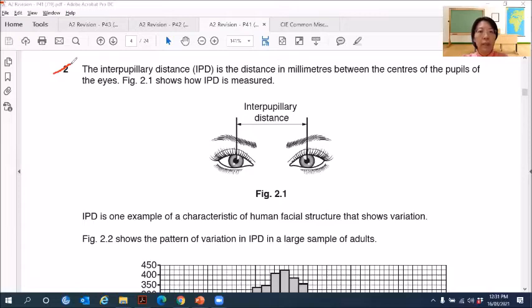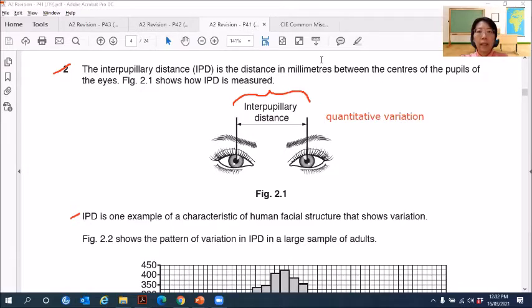So the interpupillary distance, IPD, is a distance in millimeters between the centers of the pupils of the eyes. The figure shows how IPD is being measured here, okay? This is how IPD is being measured, the distance between the two pupils. IPD is one example of a characteristic of human facial structure that shows variation. You know that this variation can be measured, and because it can be measured, it is quantitative, right? It's a quantitative variation.